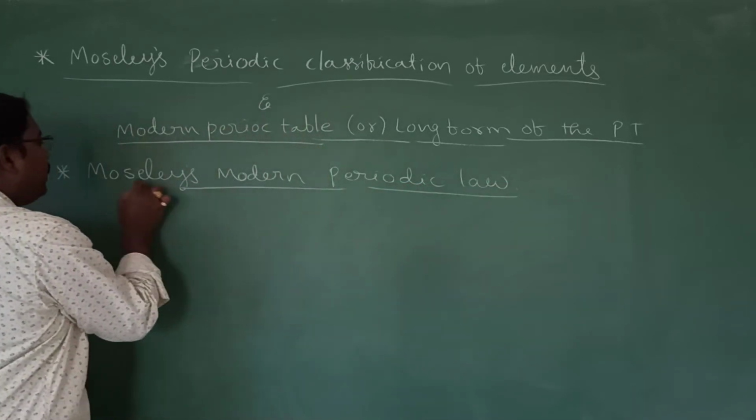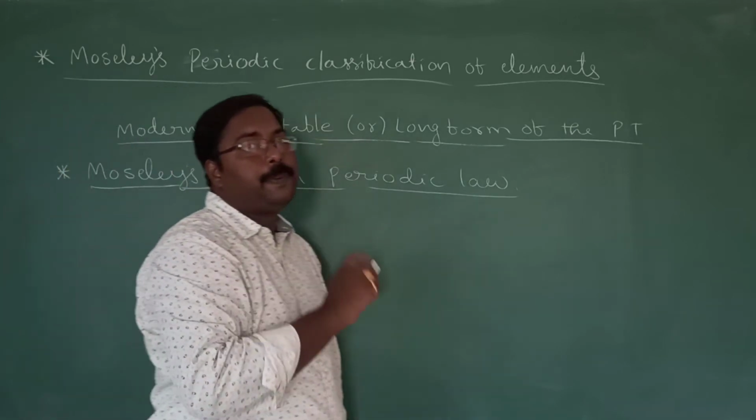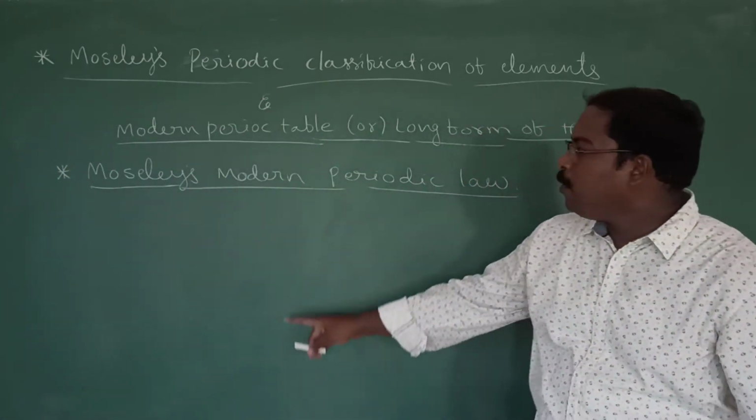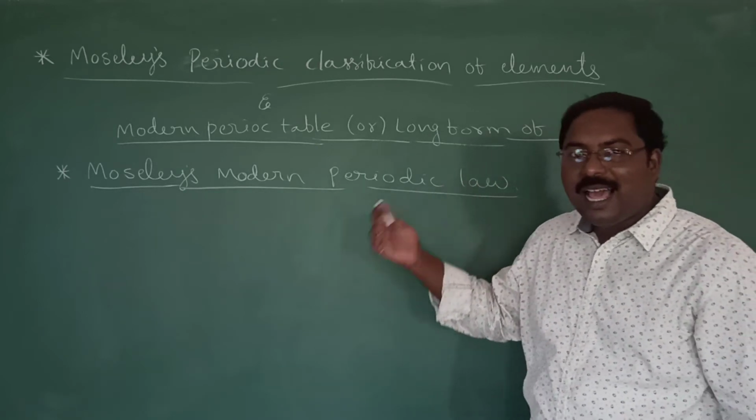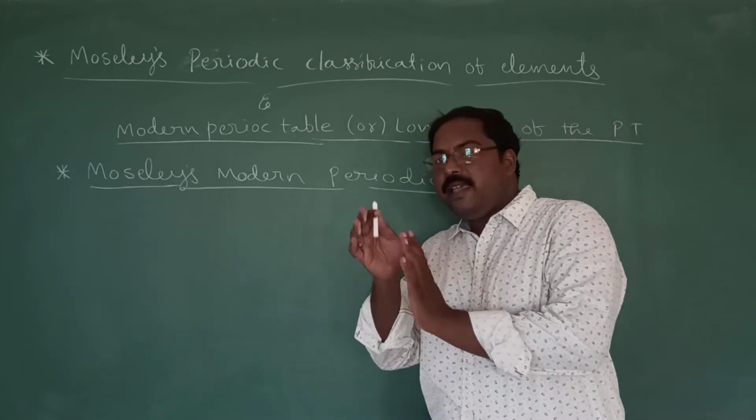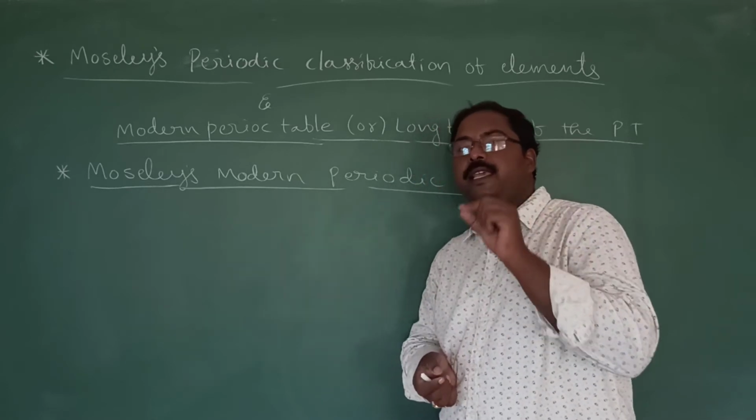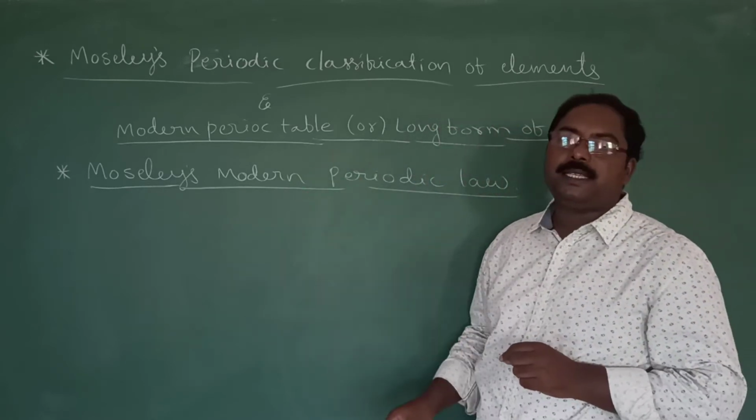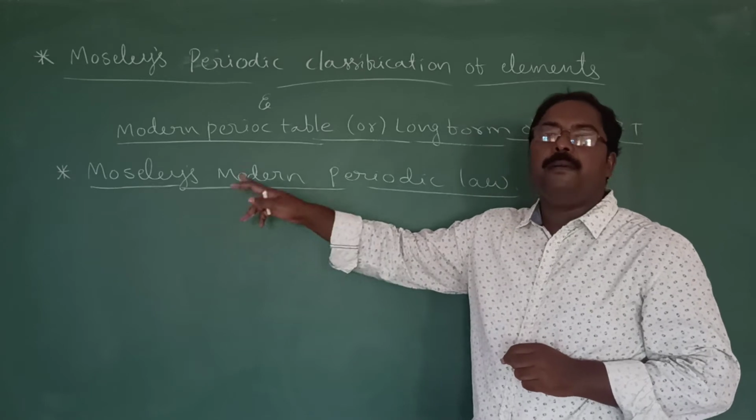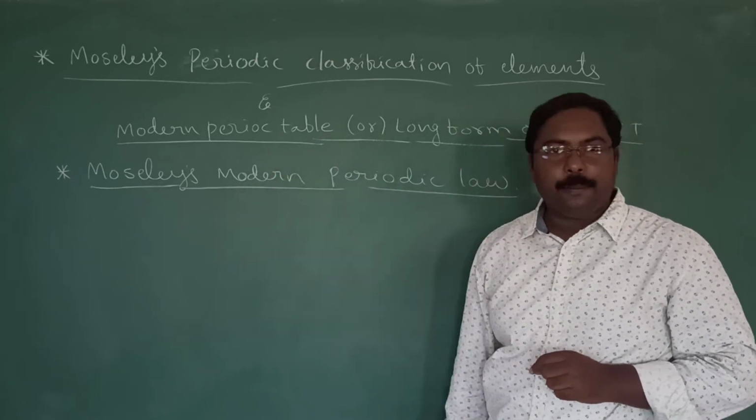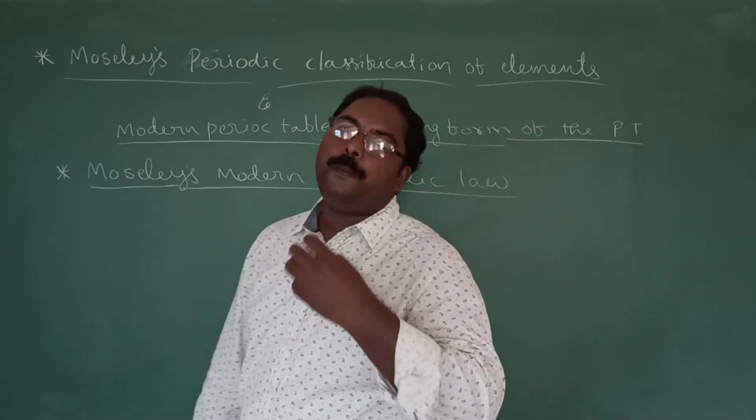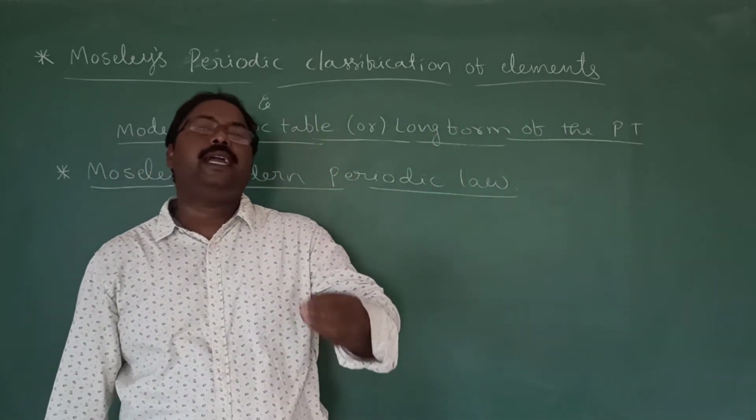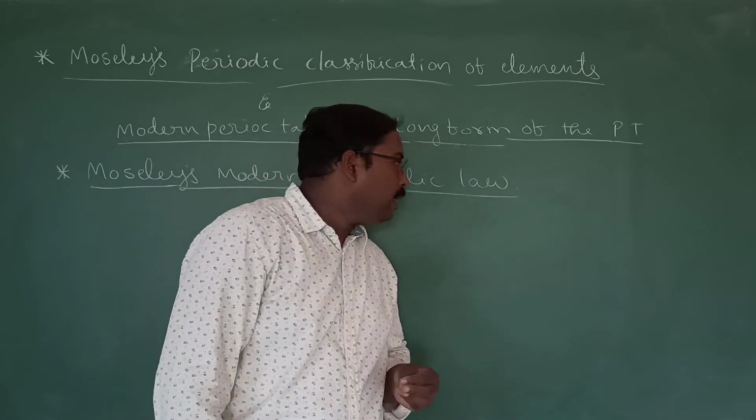In the last class, we discussed Mendeleev's periodic law. Now coming to Moseley's modern periodic law. In what way is this law modern? It is the same as Mendeleev's, only instead of atomic masses, he gave the law based on atomic number. How did he come to know the properties are based on atomic numbers?